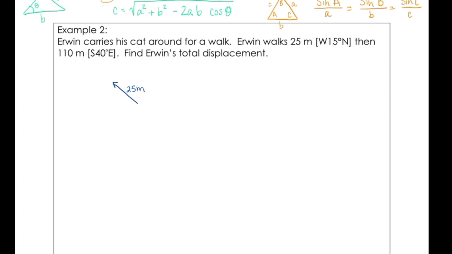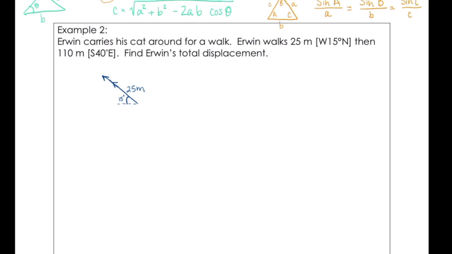meters. In order to figure out the angle, it's west, so let's dash in our western compass line, and then it was north 15 degrees, so this angle here is going to be 15 degrees. And then he walked, and I'm going to extend this out a bit just so I can get past the 15 degrees that I have drawn in there.